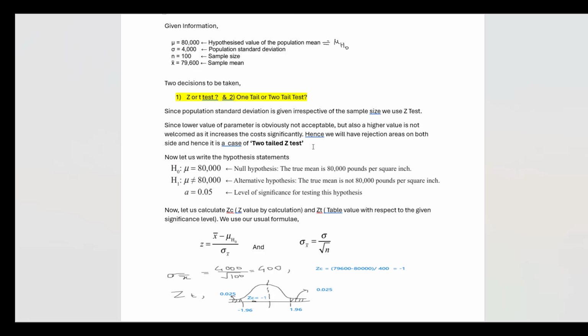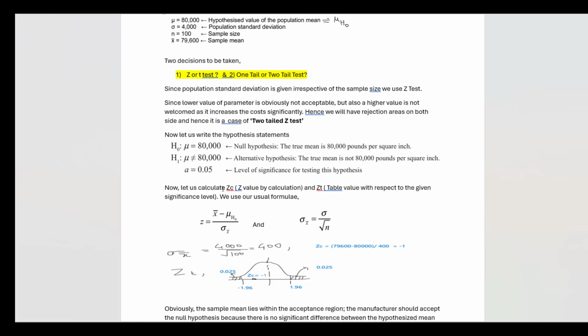So now let us write the null hypothesis and alternate hypothesis. Null hypothesis H naught: mu equal to 80,000, and alternate hypothesis: mu not equal to 80,000. Why not equal to? Because higher also there is a rejection, lower also there is a rejection. And significance level alpha 0.05. So let us first calculate Z by calculation, Zc, and then Zt, the table value, and then try to see whether we have to accept the null hypothesis or not.